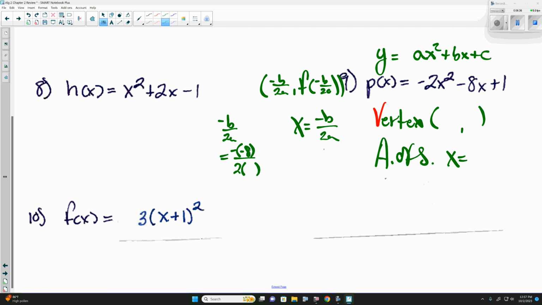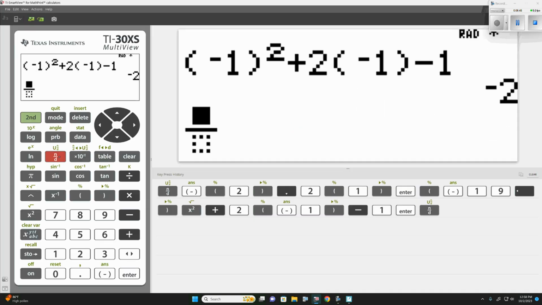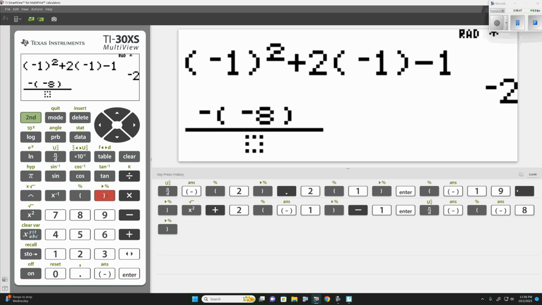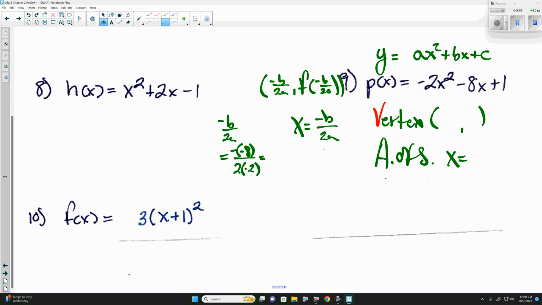A is, so we'd have negative 8 over 2 times negative 2. And we could plug this into the calculator. Negative 8 over 2 times negative 2 is, incidentally, negative 2. So that tells us the x value of the vertex is negative 2. And it does give us the axis of symmetry as x equals negative 2.